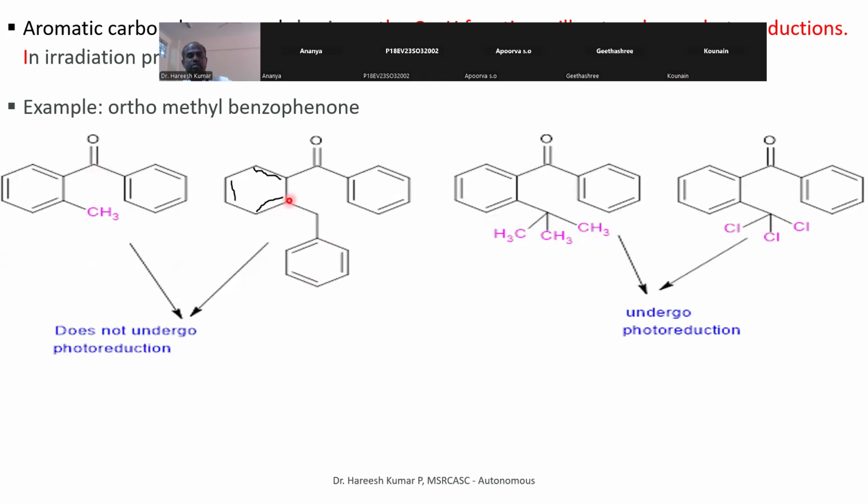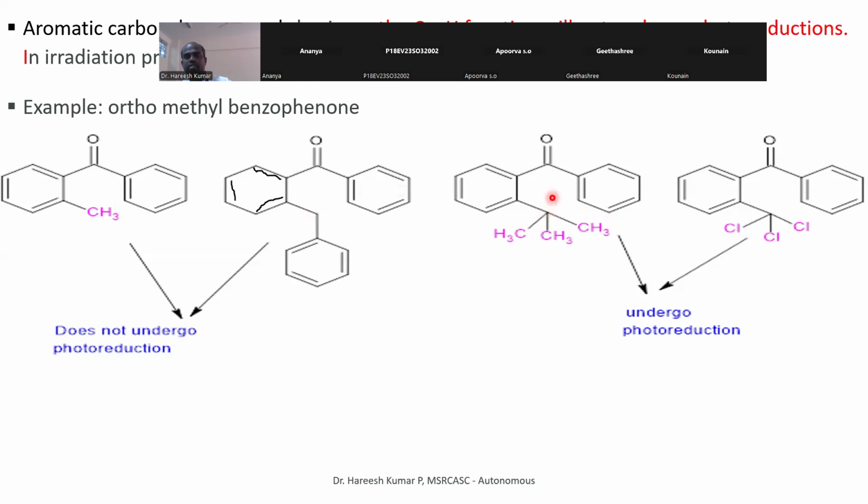And here, there is also an alpha hydrogen. Aromatic alpha substitution having alpha hydrogen. Such compounds do not undergo photoreduction; instead, they undergo photoenolization.